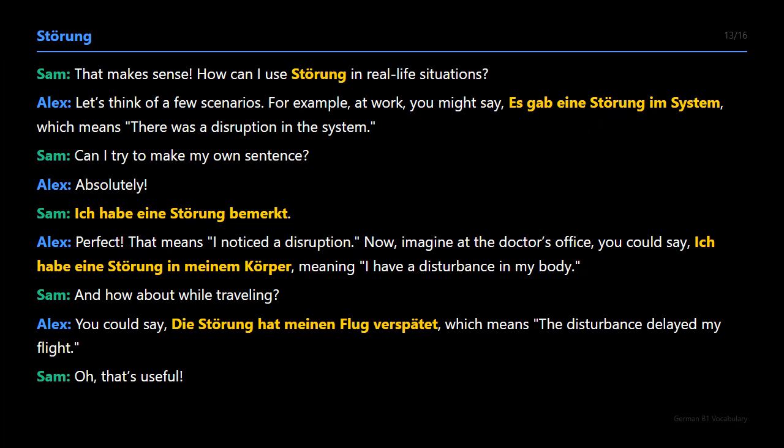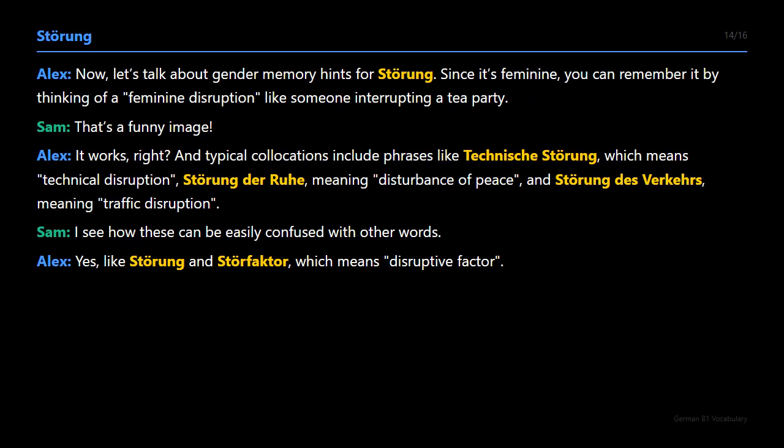And how about while traveling? You could say, Die Störung hat meinen Flug verspätet, which means the disturbance delayed my flight. Oh, that's useful. Now, let's talk about gender memory hints for Störung. Since it's feminine, you can remember it by thinking of a feminine disruption, like someone interrupting a tea party. That's a funny image. It works, right?